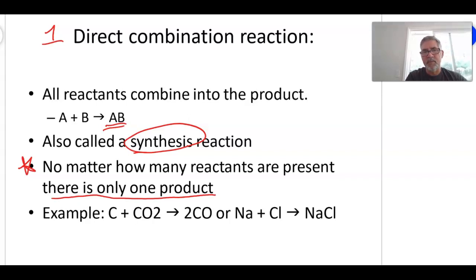If you look at this here, I have carbon and CO2 makes 2 molecules of carbon monoxide. So I have 2 reactants here, and I have 1 product. Here I have sodium and chloride, and together they make, so I have 2 reactants here, and I have 1 product there. So as long as I have 1 product, and I have more than 1 reactant, it's a synthesis or a combination reaction.